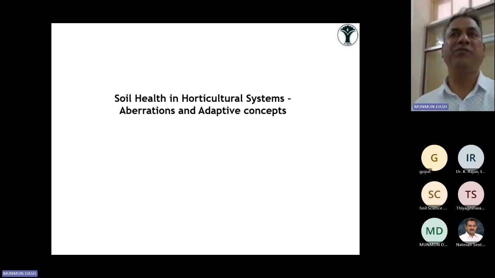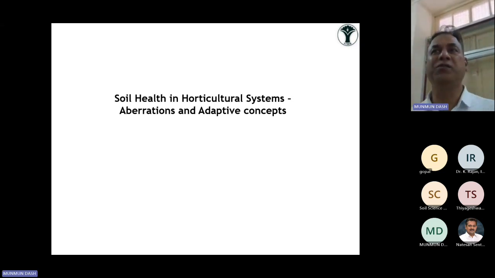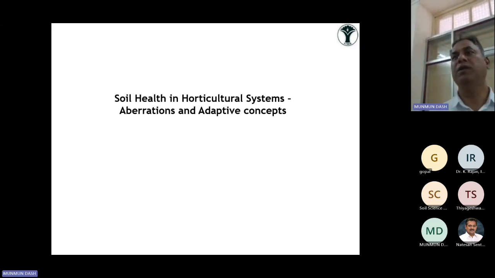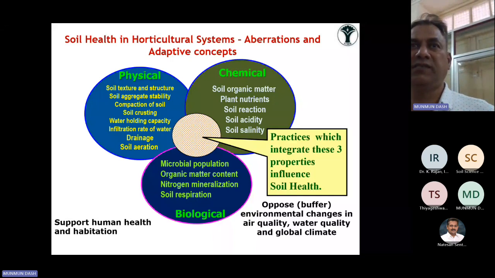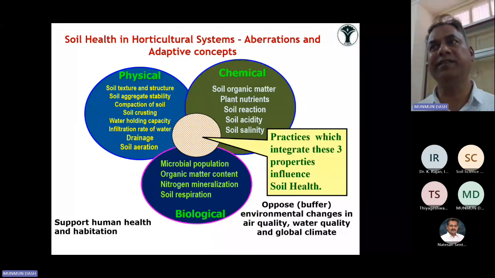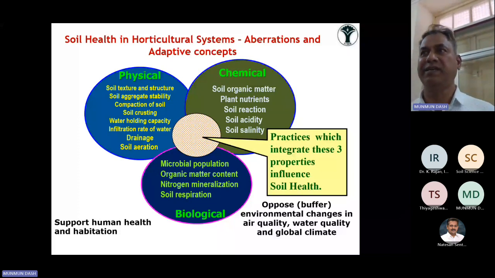So in a couple of minutes, I'll give an overview of a small topic: soil health in horticulture systems, aberrations and adaptive concepts. We probably all know what soil health is. Any students among you? What is soil? It is the soil's ability to function. Then we call it soil health. A very simple term to understand.